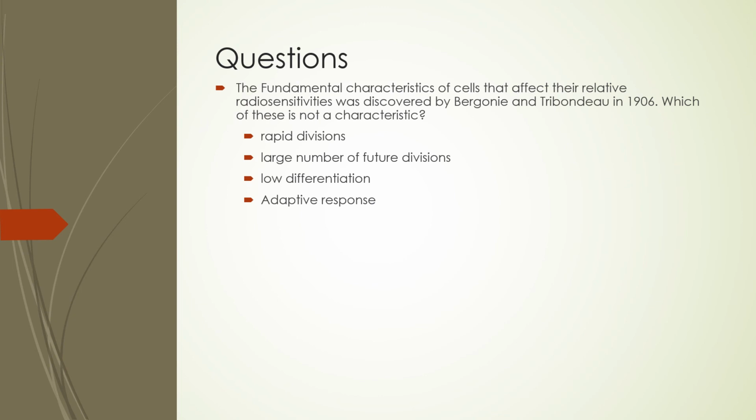Next question. The fundamental characteristics of cells that affect their relative radiosensitivities was discovered by Bergonié and Tribondeau in 1906. Which of these is not a characteristic? Your choices are rapid divisions, large number of future divisions, low differentiation, adaptive response. The correct choice is adaptive response.